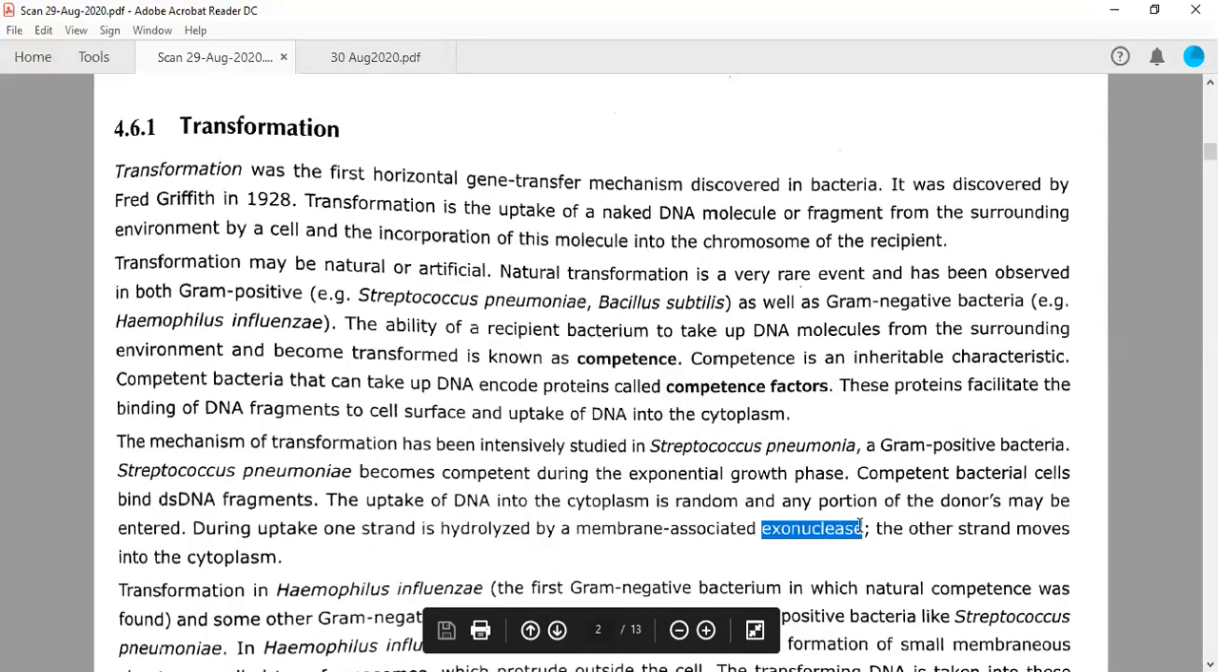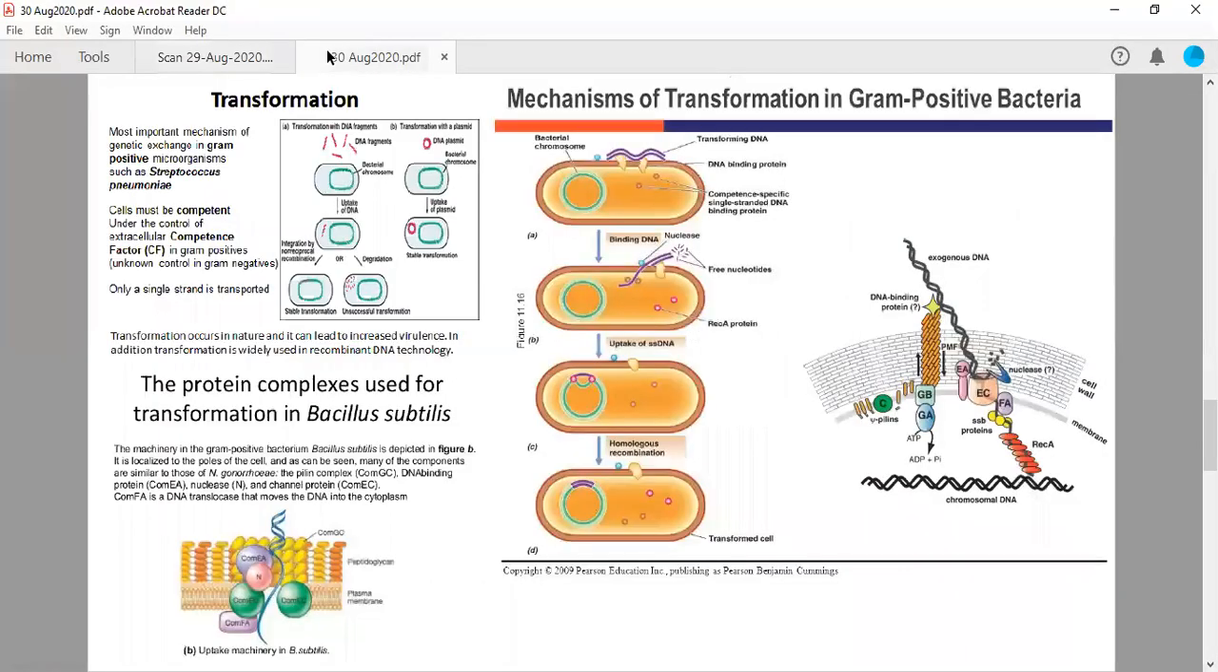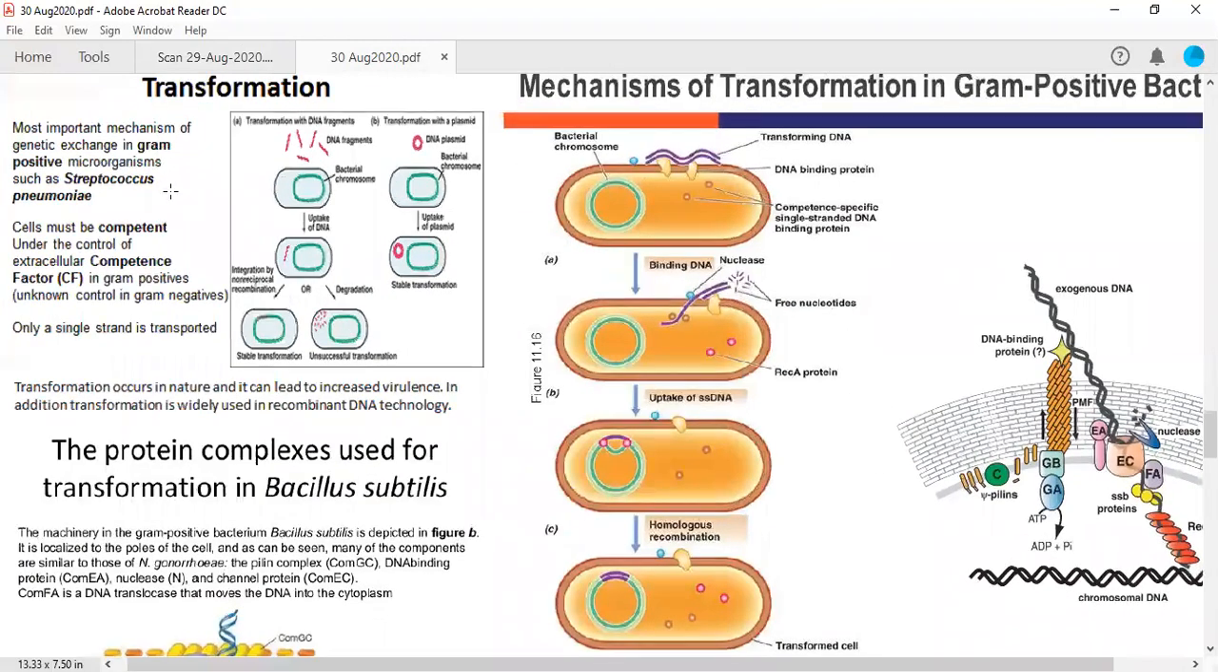So there are some exonuclease enzymes also present which are degrading one strand of the DNA, and the other strand is moving into the cytoplasm. Let's see the details of this in gram-positive bacteria. So first of all, see this particular diagram. It is showing that some DNA fragments are present in the environment in close proximity to this bacterial cell, and finally one fragment is being taken up by this bacterial cell.